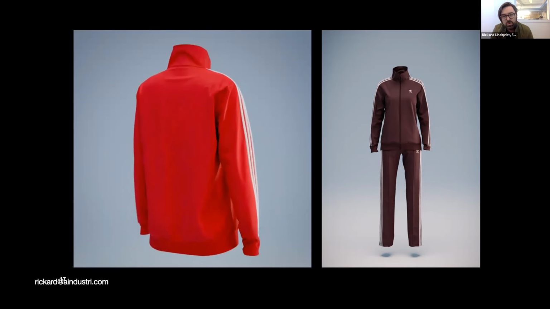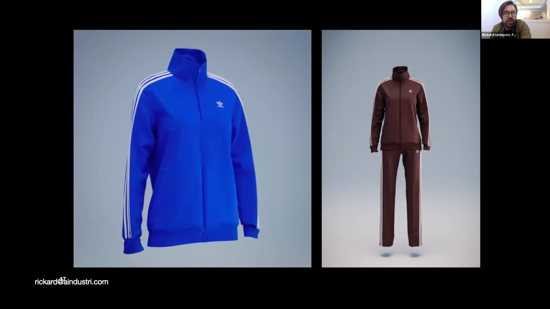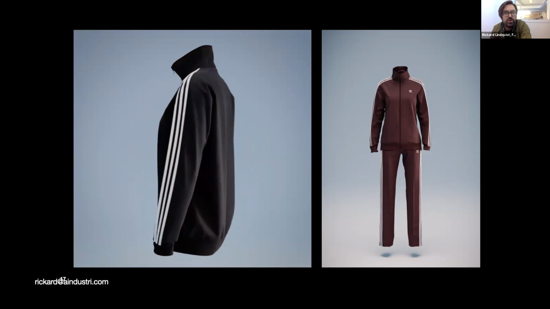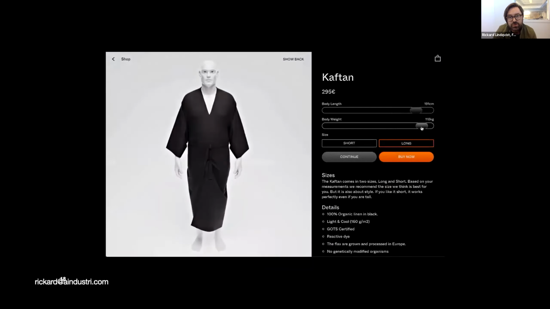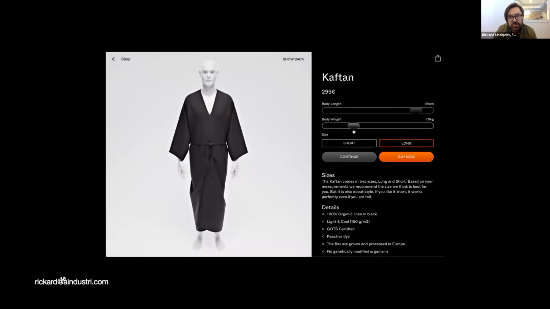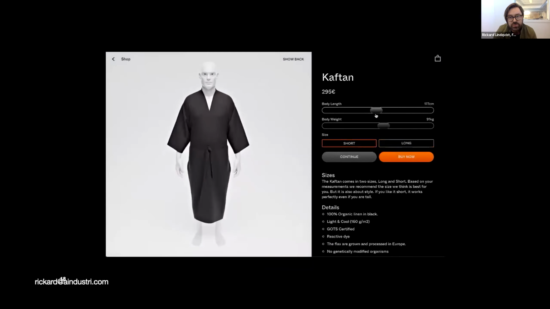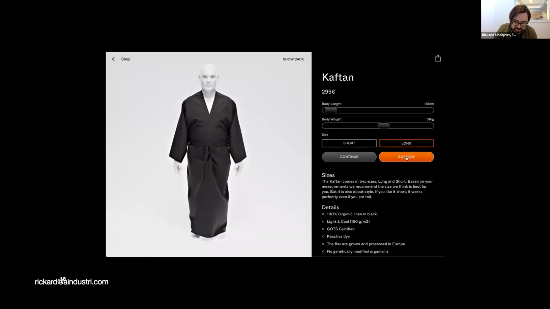We have also been exploring quite a lot the possibilities of online fitting of garments. In this example, you see this kaftan is available in 2 versions, a long and a short one. As a consumer, you can type in or drag here weight or length. Here you'll see how it switches from the long to the short version if you go shorter, and it would look like that if you had the long version instead.